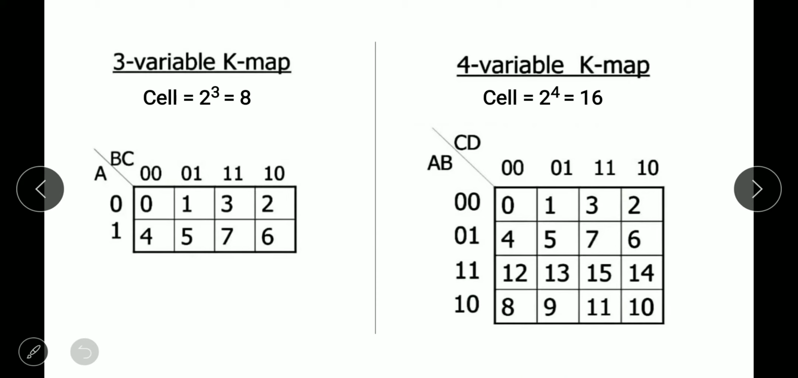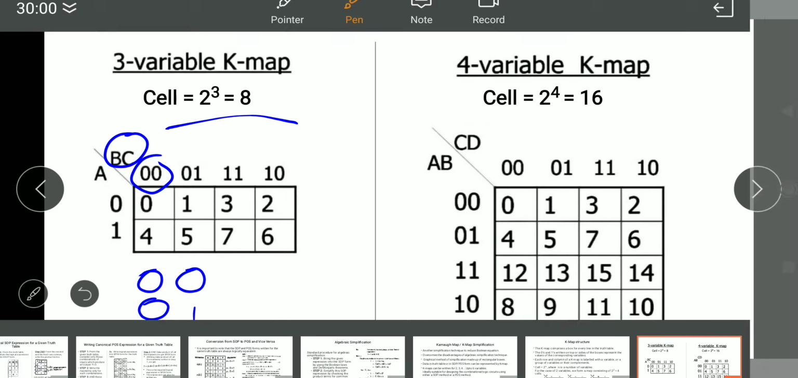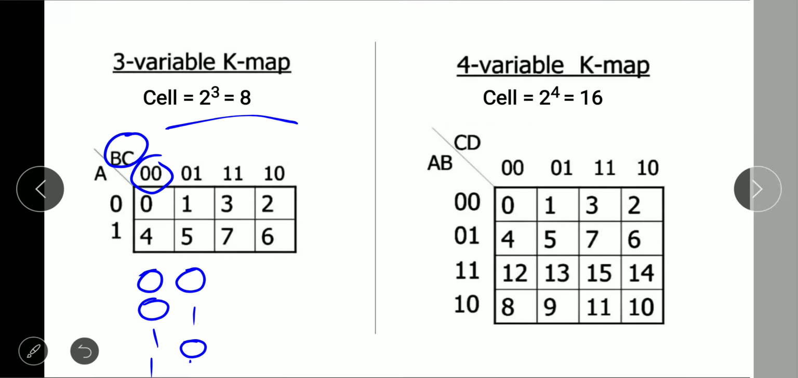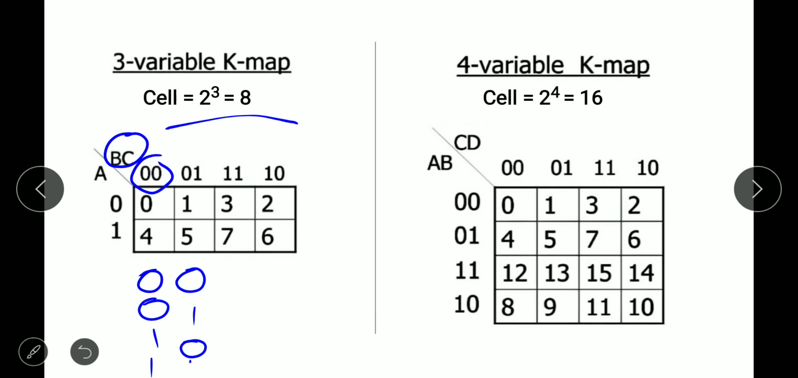Now this is the three-variable K-map, so the cells are 8. If you count here, 0 1 2 3 4 5 6 7, 8 cells are present. So here the true variables are present, that is B and C. Here there are two variables, so the combinations are 0 0, 0 1, 1 0 and 1 1. Okay, so how can we write that combination? So 0 0, 0 1, then we have to write 1 1 and then 1 0.